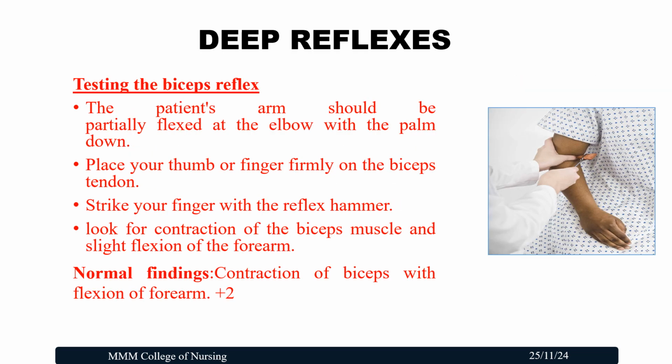Testing the biceps reflex. Here, the patient's arm should be partially flexed at the elbow with the palm down. Place your thumb firmly on the biceps tendon, then strike your finger with the reflex hammer. Look for contraction of the biceps muscle and slight flexion of the forearm. The normal finding is contraction of the biceps with flexion of the forearm, which we call +2.